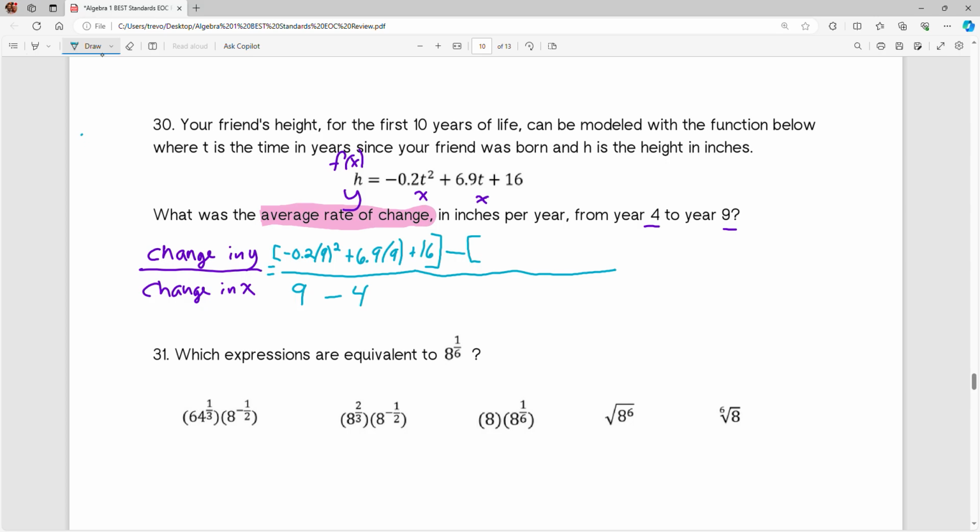The same thing, but instead of plugging in the 9 for the t, we're going to plug in the 4 for the t. So negative 0.2 times 4 squared plus 6 9/10 times 4 plus 16.